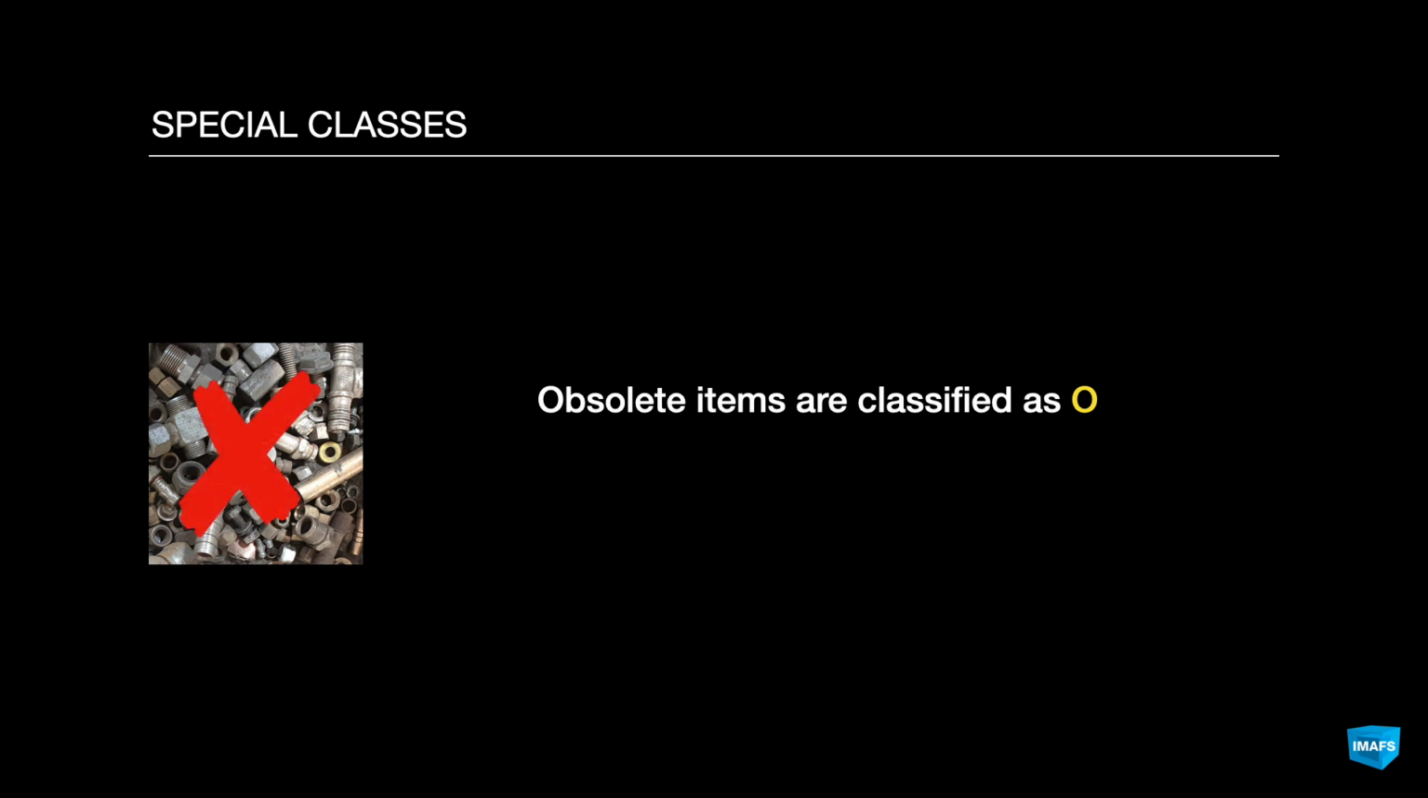The classification is done in 2 major steps. The first step is to assign special classes. The first special class is O for obsolete. Some items are obsolete, we don't need them anymore, so we want to clearly identify them and set the min-max at 0, 0. And by identifying them as O, we are protecting ourselves against somebody who wants to buy the part again.